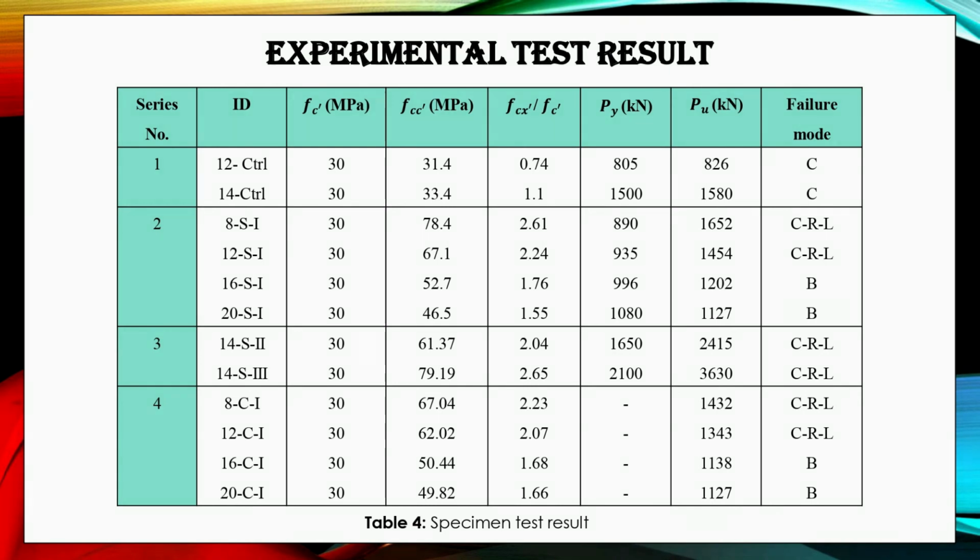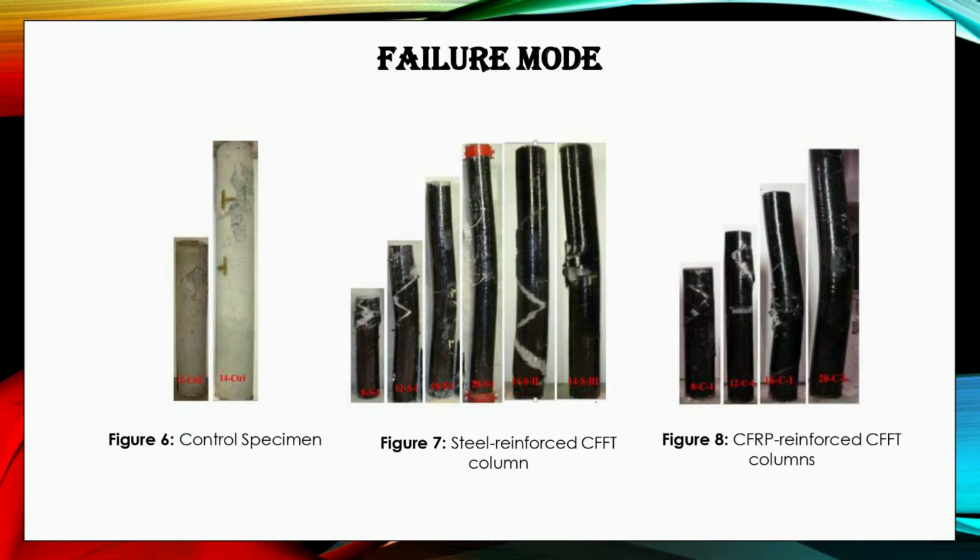12 and 14 had failure modes that were a combination of concrete compression failure, C, rupture, R, of the confining FRP tubes, and local buckling, L, of the internal reinforcing bar at the column mid-height. It is of interest to mention that for specimens with slenderness ratio less than or equal to 14, the CFFT columns buckle just before the rupture of the tube. So these are the failure modes for all the specimens.